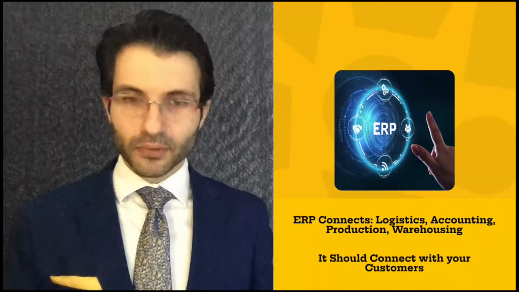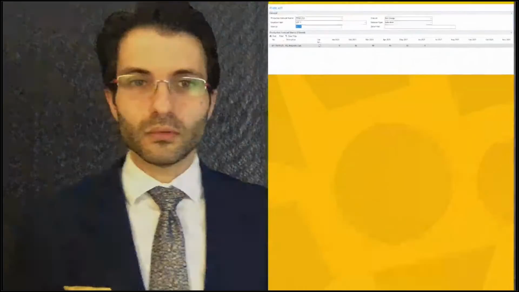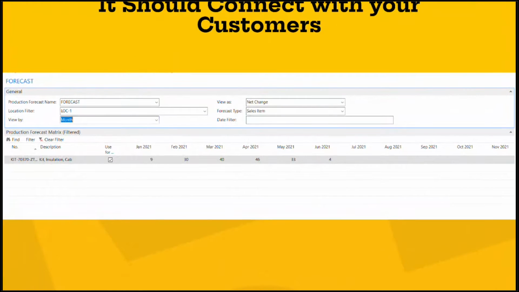So I just wanted to give you an example. This is something that we have over here. We use Microsoft Dynamics Nav. This is just one part right now that you see over here. I apologize if it's a bit small, but you see the part number, which is a kit, and you see January all the way through June with the amount of kits that are required for those specific months.